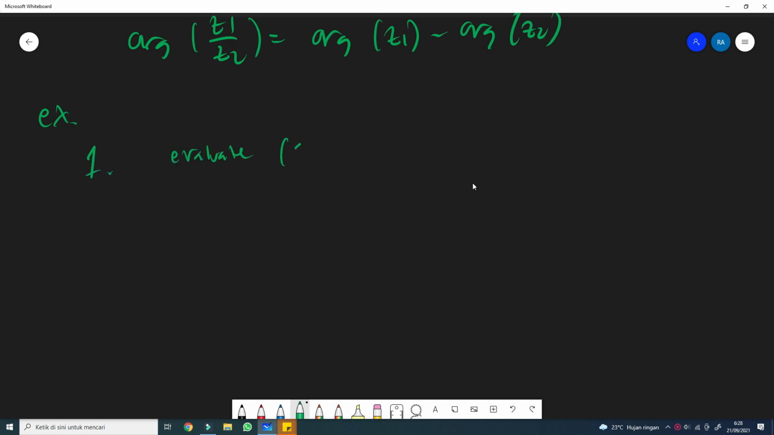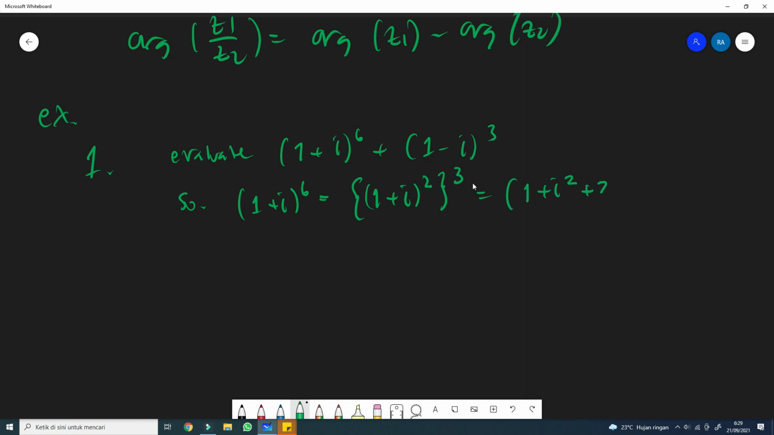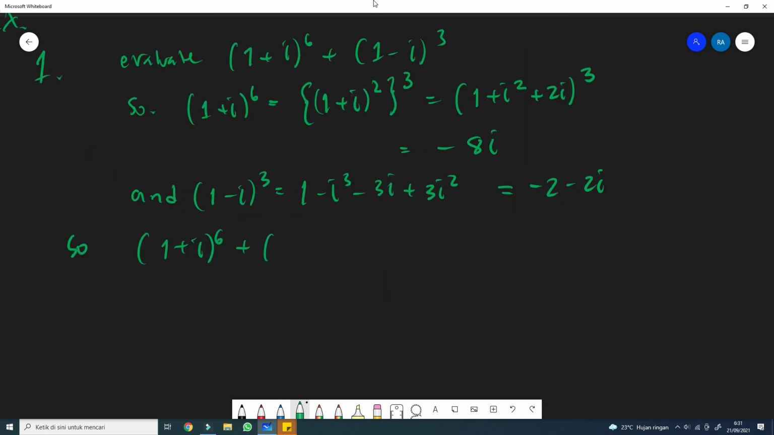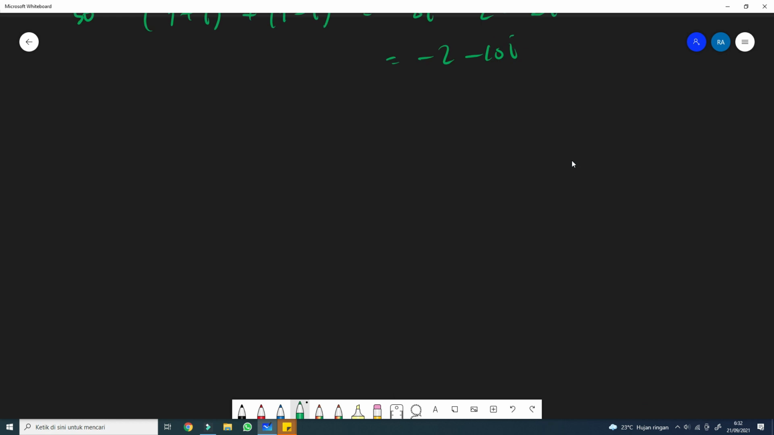Example: evaluate (1 plus i) to the power of 6 plus (1 minus i) cubed. So (1 plus i) to the power of 6 equals ((1 plus i) squared) cubed, and this equals minus 8i, and (1 minus i) cubed equals minus 2 minus 2i. So the solution of our problem is minus 2 minus 10i.